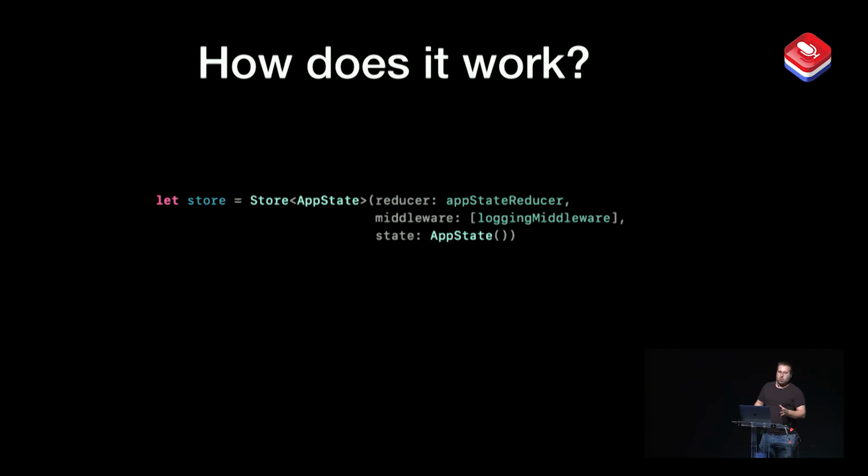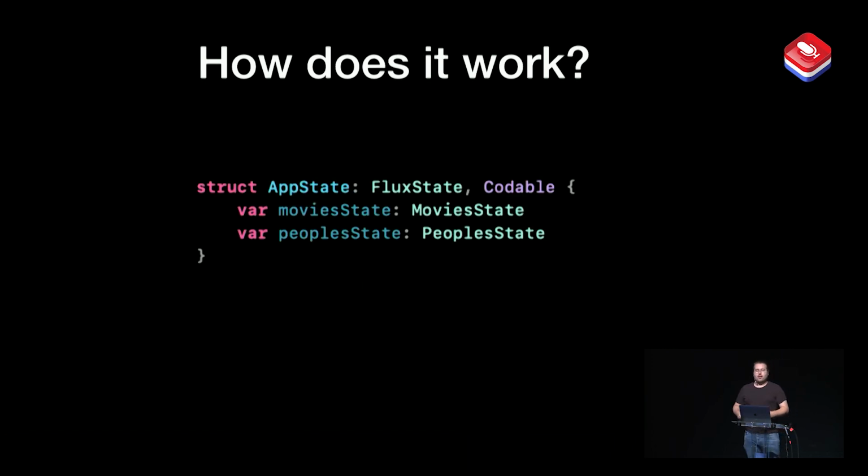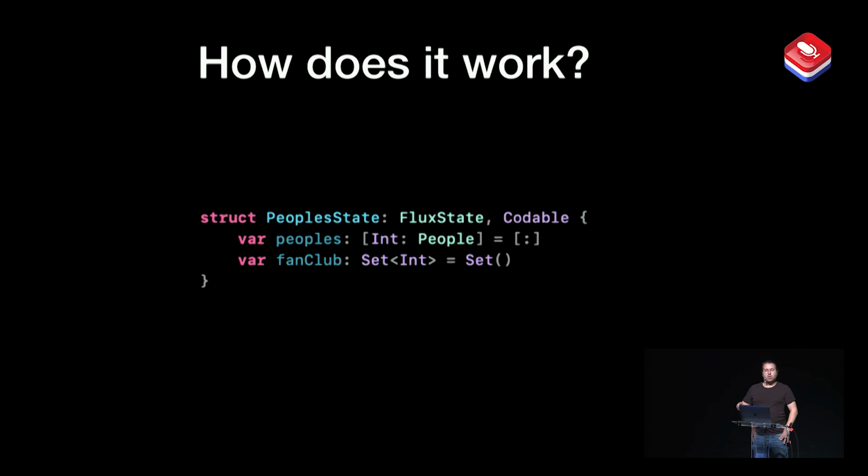So let's take a look at how it all works in the background. So I have my store, as we saw before. We created it with the initial application state. My application state is a movie state and a people state. So you have two states. My people state is a normalized dictionary of people. So IDs of people are Int, to people objects. And my fan club is a set of those people IDs.